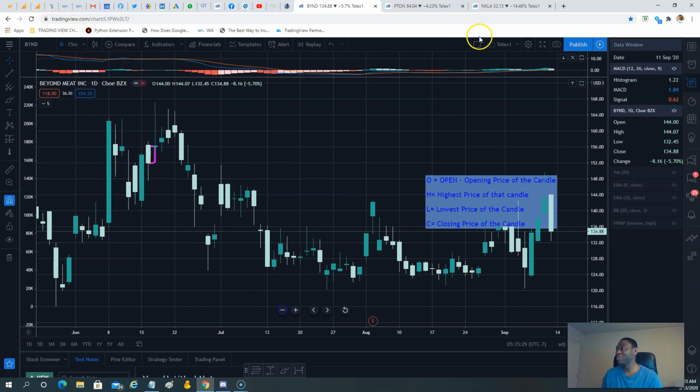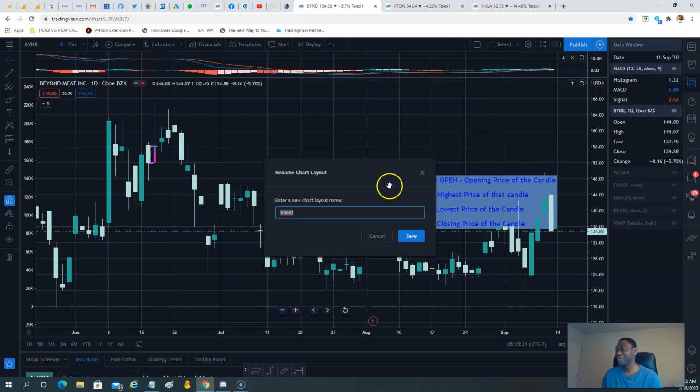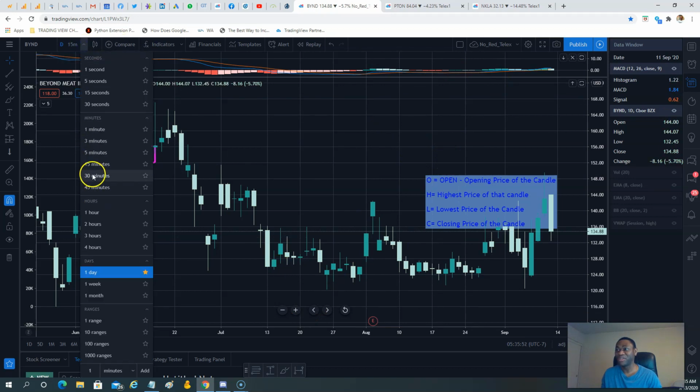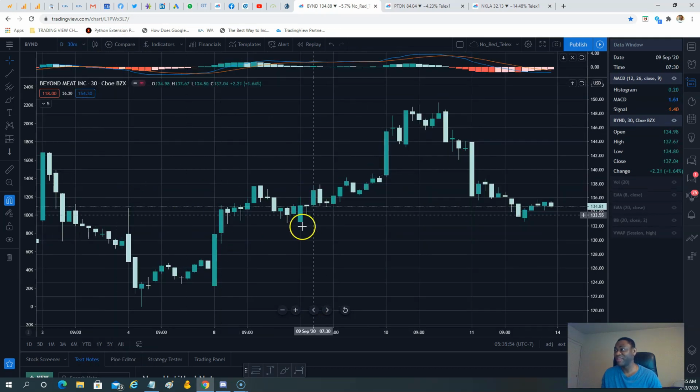And once you do that, here you can save your profile. You can rename it if you want. So let me rename this one to no red color, no red Telex one. All right, so we save it here. Because then what if I want to go to my default? I will have it there. Now we can toggle back to 30 minutes if we want. The candlesticks are using the color scheme that we want.